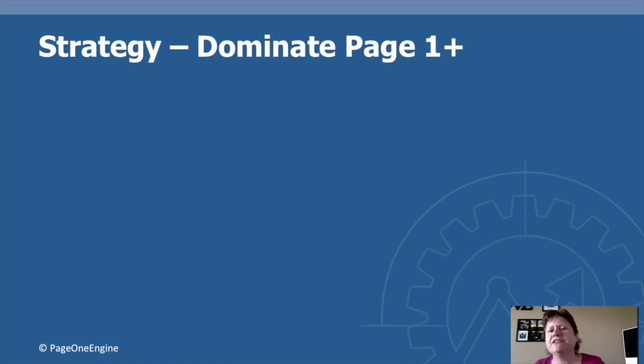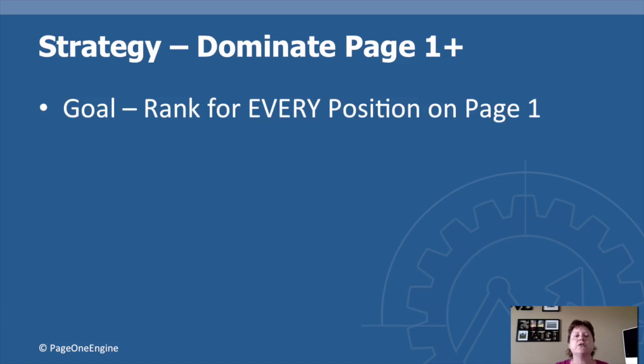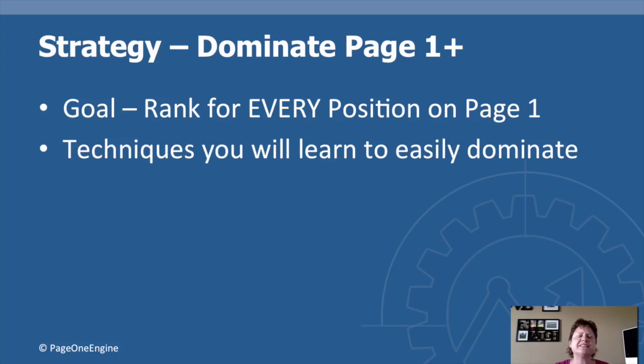So let's talk about strategy first and foremost. Our strategy is pretty simple. We want to dominate page 1 and rank for every position on page 1. So when somebody types in the key phrase, the business name, the person's name, whatever it is that we're trying to optimize for that particular reputation, we want to rank for every single position on page 1 if we can help it. We're really going to talk about the techniques that will help you easily dominate that page 1. And when I say easily, it's time consuming in some cases, but it's not rocket science. This stuff can be done by anybody.